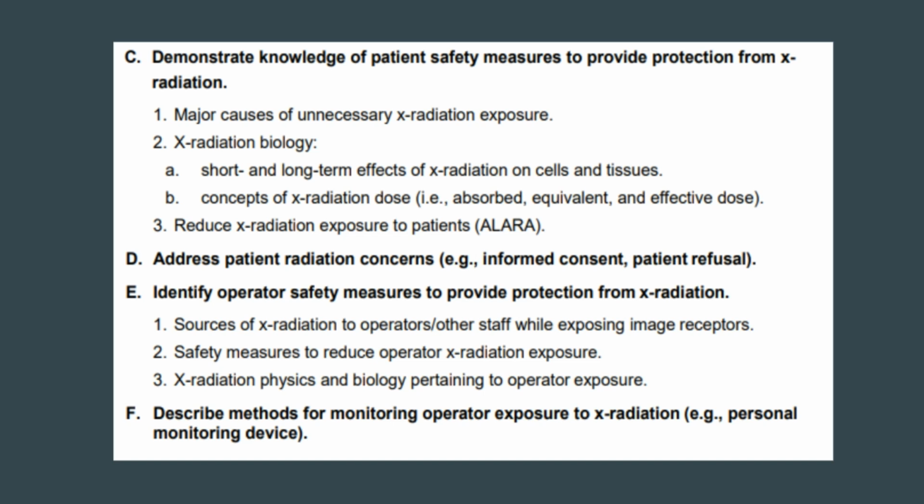E is identify operator safety measures to provide protection from X radiation. So where does radiation come from that may hurt the operator? How do we protect ourselves? And how does physics and biology affect the operator as well? And F is describe methods for monitoring operator exposure to X radiation.